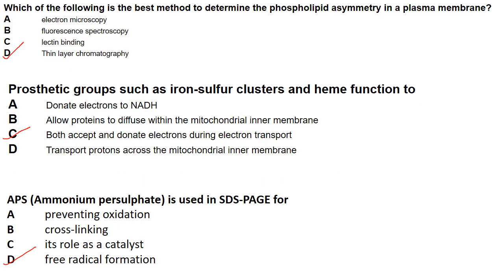Next one. Which of the following is the best method to determine the phospholipid asymmetry in a plasma membrane? So they have mentioned it is phospholipid asymmetry. So phospholipids can be determined using thin layer chromatography. Answer is option D.